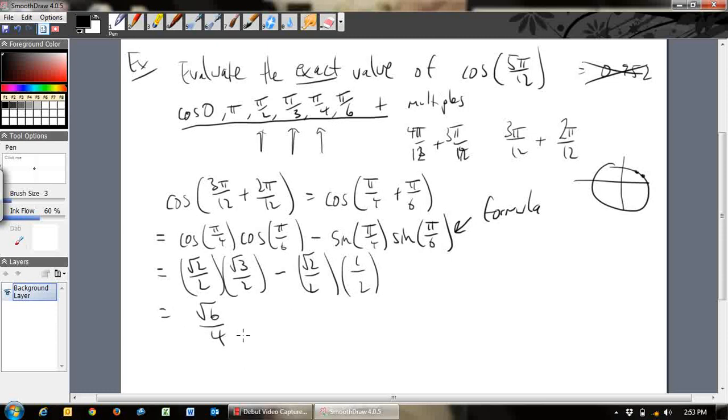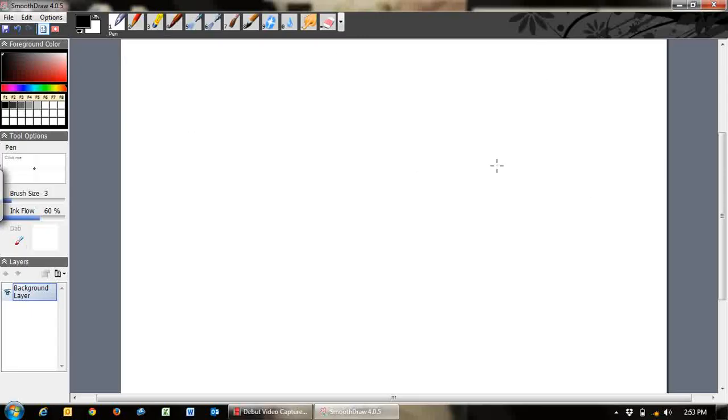It equals root 6 over 4 minus root 2 over 4. Put them together: root 6 minus root 2, over 4. And that's your answer. That's your exact value for cos 5 pi on 12. And that's how you do it.